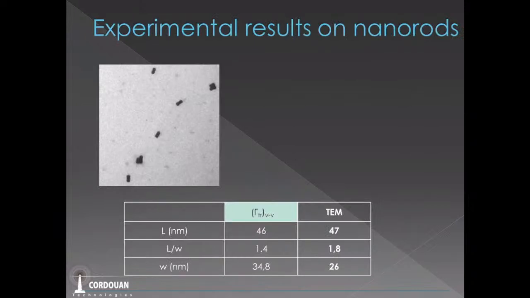Let's now have a look at some experimental results. This is on gold nanorods. For the first one, we have done some tests. Here we have measured by TEM 47 nanometers in length and a width of 26 nanometers. We are at 46 nanometers, a little bit more in terms of width, but we have some explanation. I will give you some ideas later.